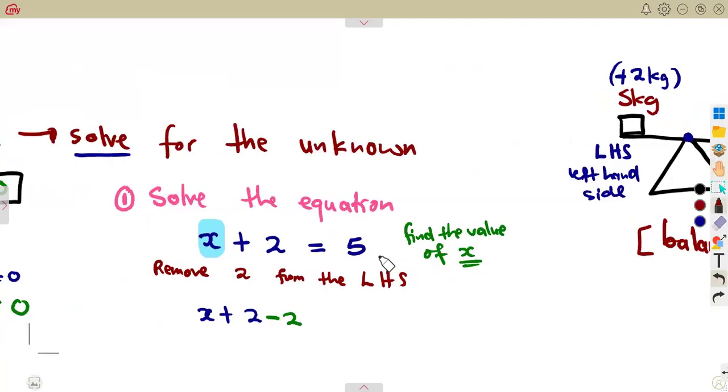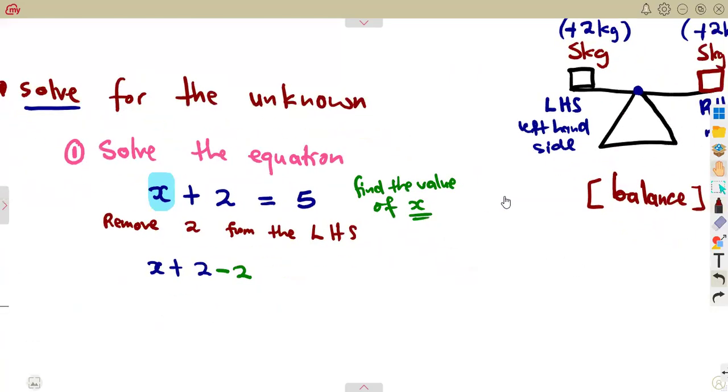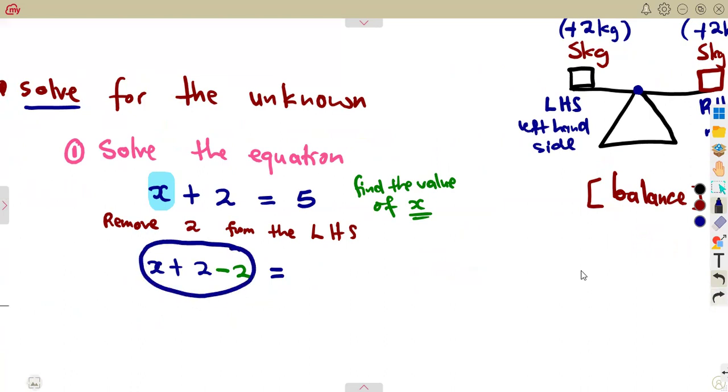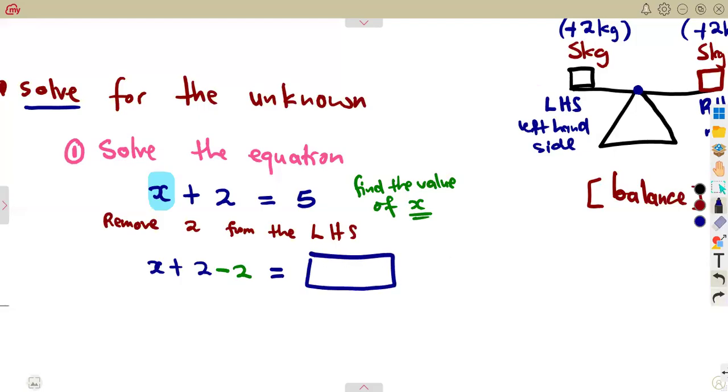So it must balance. So whatever that you do on the left-hand side, you must do it on the right-hand side for it to balance. Whatever that you do on the left-hand side, do it also on the right-hand side. So this is equal. What separates the sides is the equal sign. When I'm saying the left-hand side, this is the side, this one. The moment we put an equal to, we are now talking of what is on the right-hand side. So on the right-hand side, remember, there was already a 5 there. 5 was already on the right-hand side.